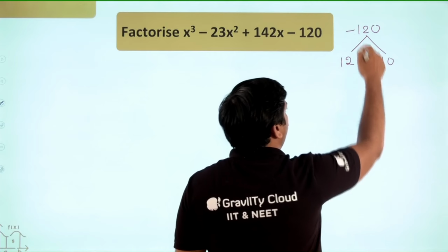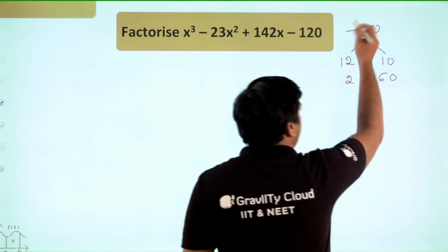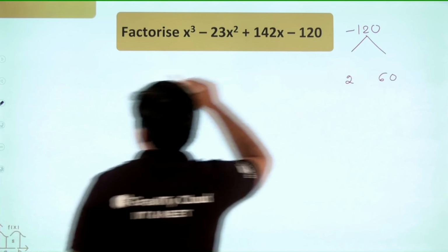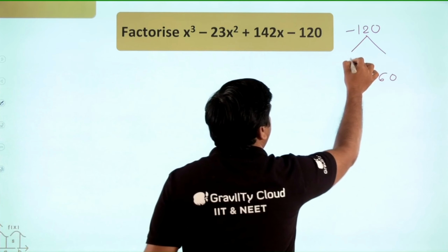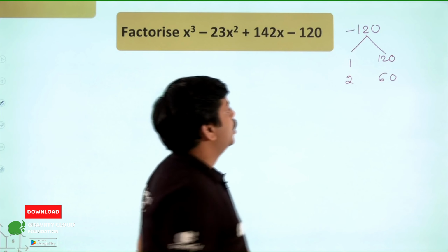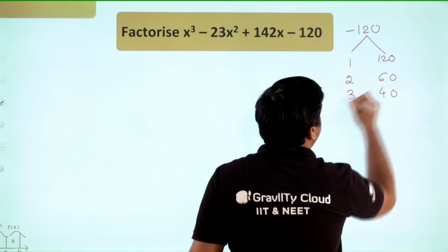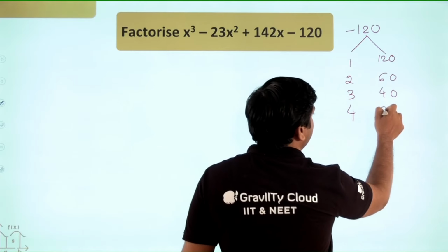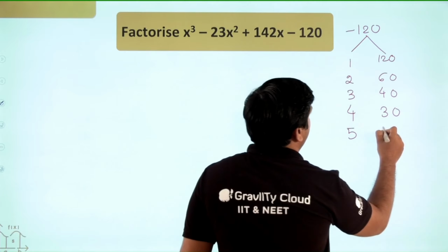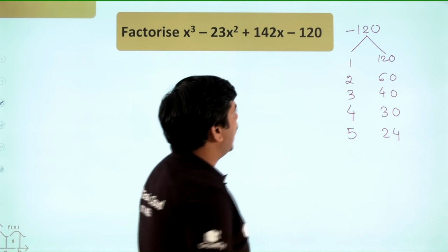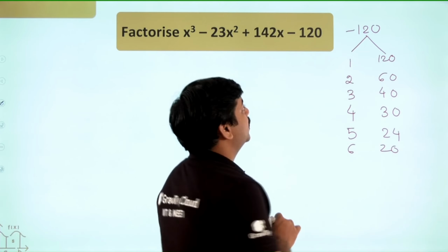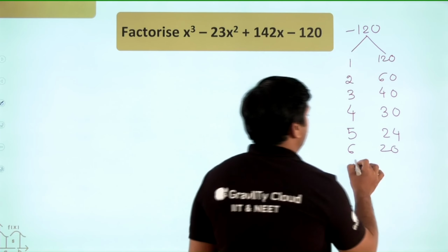Let us start from small numbers. So, 1 and 120 will be factors of 120, I am not taking negatives into consideration, we will talk about that later. 2 into 60, 3 times 40, 4 into 30, and what else? 5 into 24, 6 into 20, 8 into 15.